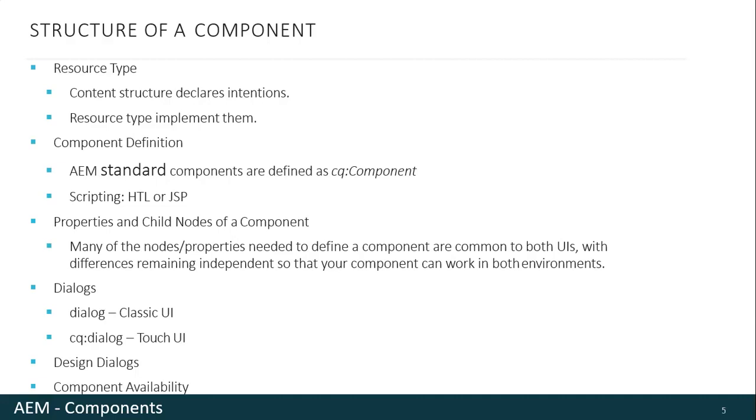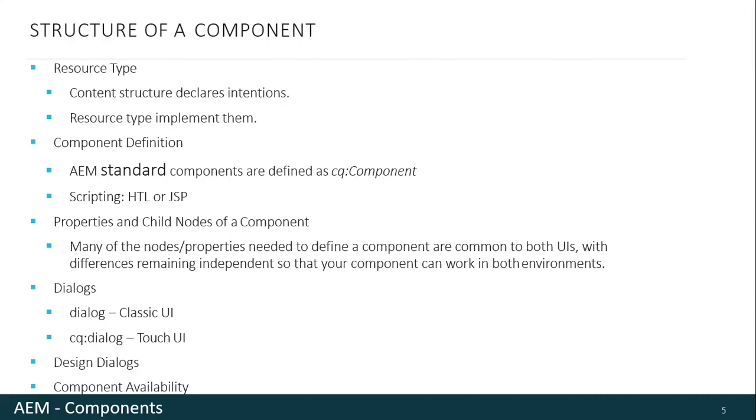JCR properties. As the name suggests, it is a list of properties. Most of the time they are used to hold the content data. Resources define static elements used by a component. Scripts are used to implement the behavior of the resulting instance of a component.